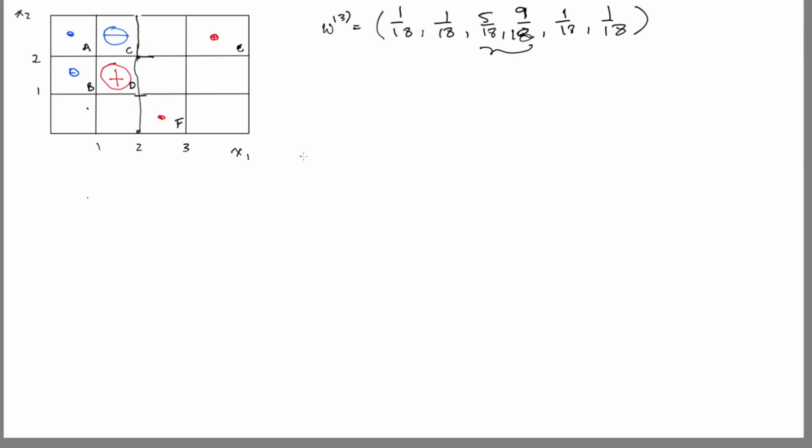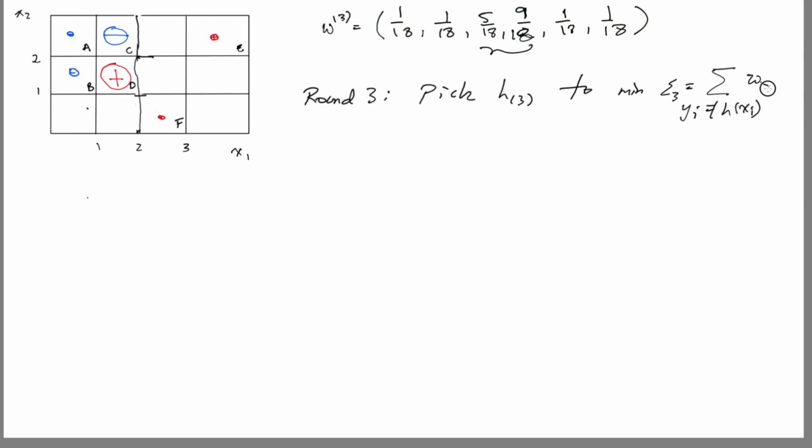All right, so what happens now? This is round 3. So we pick h3 to minimize epsilon 3, the sum of w_i3 over points where y_i is not equal to h of x_i. The choice of this classifier focuses really a lot on these 2 points. We could do the table thing again, but I'm going to skip that. Actually, let me write it down, but I won't talk through it. I'll just give you the answer, and you can work through it in your own time if you wish.